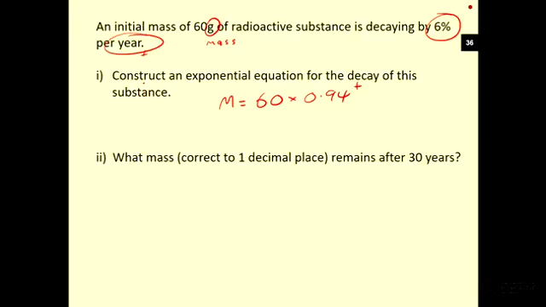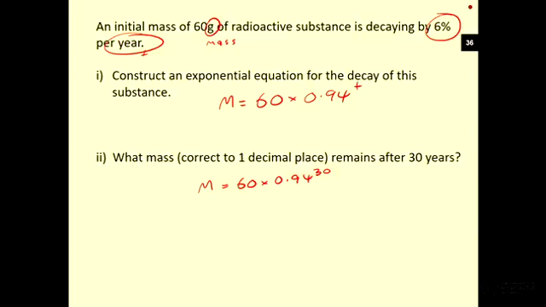Okay, fine. What mass correct to one decimal place remains after 30 years? No trap. Let's just sub T equals 30 into it. T was in years, it says 30 years, fine. Mass equals 60 times 0.94 to the 30. And we'll go into the calculator like that. But just remember, 0.94 to the 30 does just mean times 0.94 times 0.94 times 0.94, just decaying 30 times.